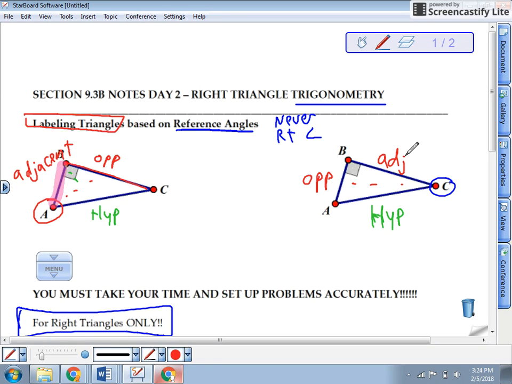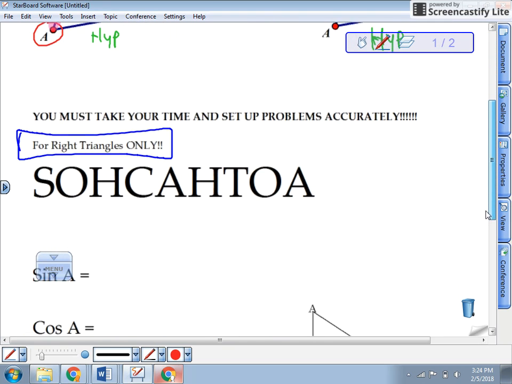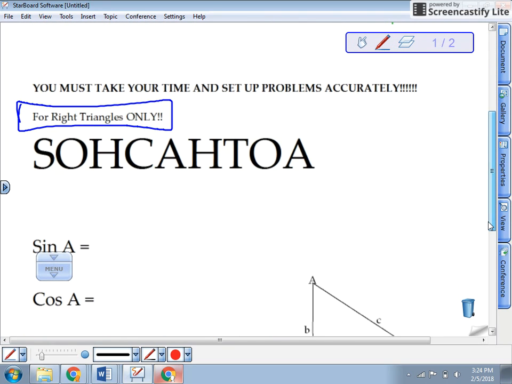Now that we know how to label right triangles, here is the phrase that we're going to use over and over, and I still use today: SOHCAHTOA. What does it mean? That means to find the sine, that's what the S stands for, it equals the opposite side over the hypotenuse. These are the ratios of sides.